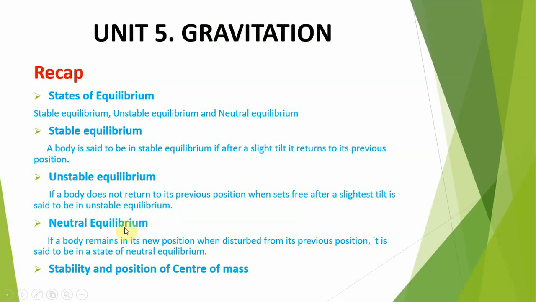Neutral equilibrium says a body remains in its new position when it is disturbed from its previous position. Means after disturbance, the body retains its new position, but in this case, the center of gravity of the body does not change. Then you were taught about stability and position of center of mass. In this topic, we discussed how we stabilize bodies by lowering their center of mass.